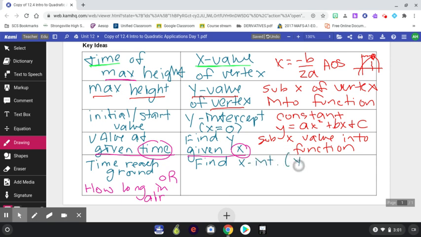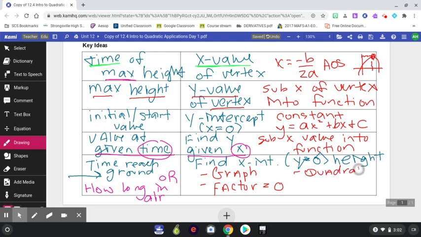Remember, for x-intercepts, the y is 0, which would make sense that the time I reach the ground, my height, right? My height is equal to 0, which is the y value. And in order to find x-intercepts, I have some options. One is that I could graph, and I could find the x-intercepts on the graph. I could factor, and after I factor, I set each of those factors equal to 0 and isolate x. Or I could do the quadratic formula, and the quadratic formula always works, whereas factoring does not always work.